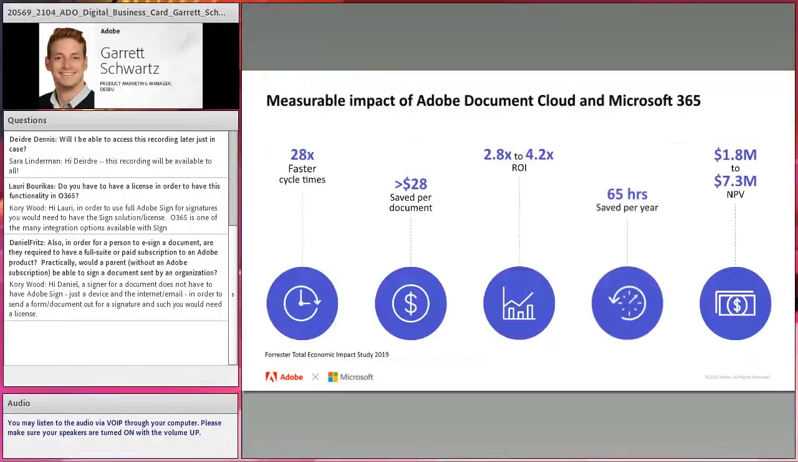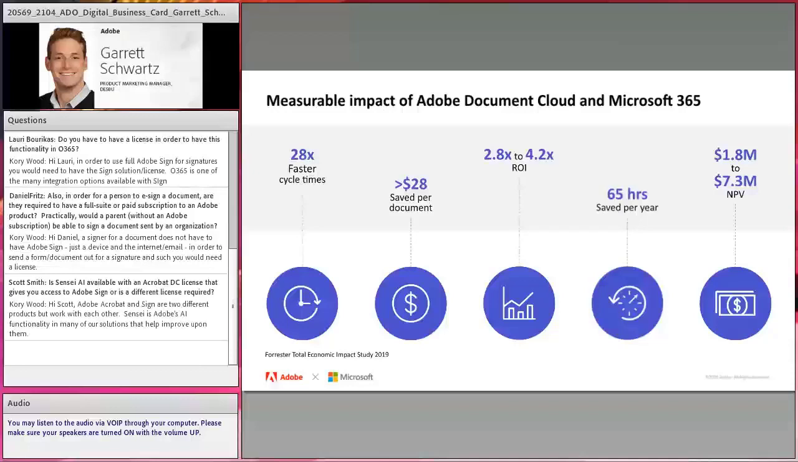Okay, so this was that piece of information that I was talking about earlier. I'll just go through this really quick. 28 times faster cycle times, $28 saved per document on average, and that's accounting for the average cost of the salaried employee, printing and shipping costs as well. 2.8x to 4.2x return on investment. What we see with our customers is about a 3-month turnaround time to break even on their initial investment, which is incredibly high in software.